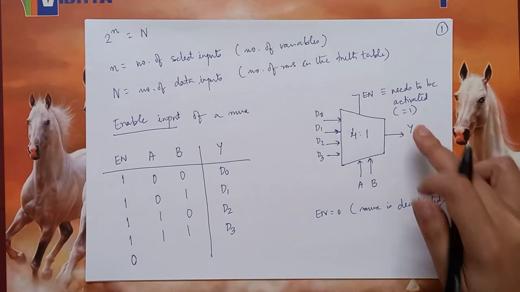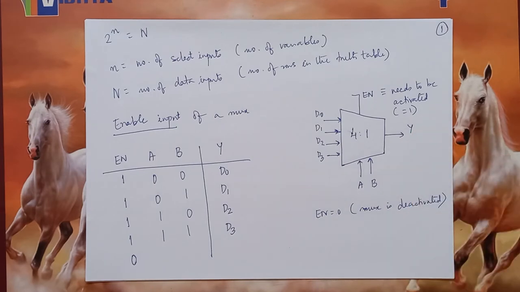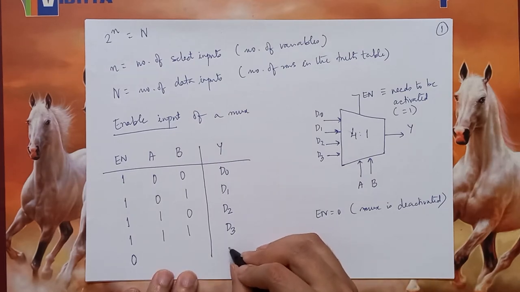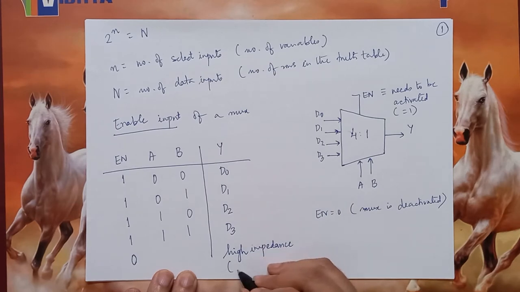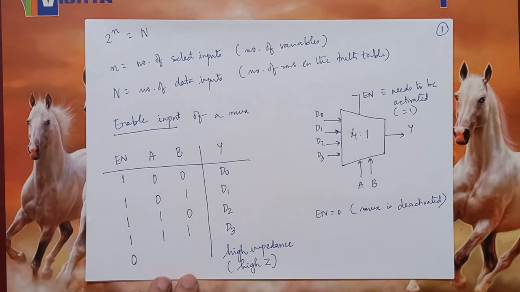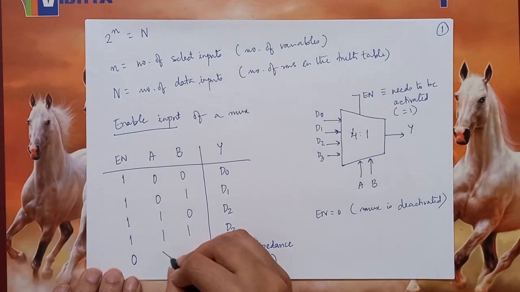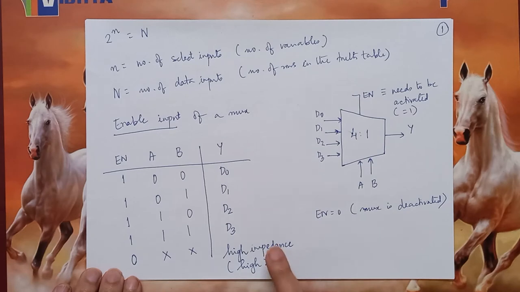You may be questioning whether Y becomes 0 in that case. Probably one might think like that. But when I say inhibited, or when the mux is deactivated, there is no specific value which Y takes, either 0 or 1. None of these is assigned to Y. In that case, Y becomes high impedance, or what is called high Z, because Z is the symbol for impedance. No matter what the inputs are, the output is always high impedance. If the enable is 0, the mux does not care what the value of A and B is, so we consider them as don't cares. The output will always be Y equal to high impedance.